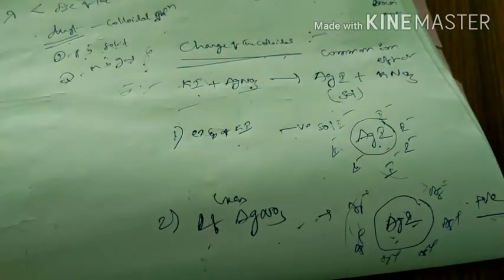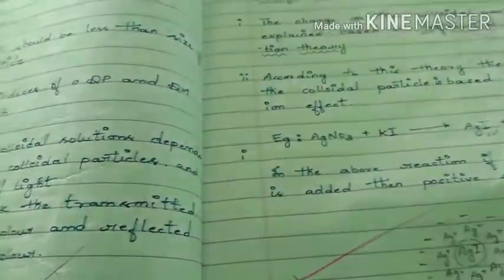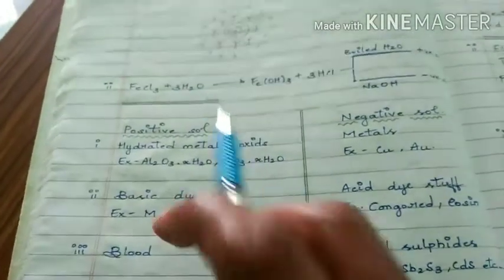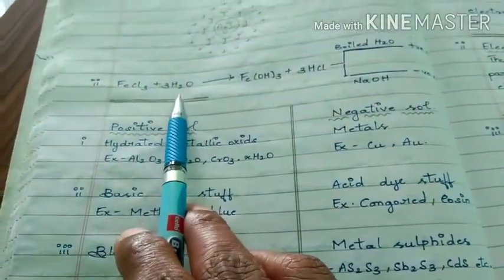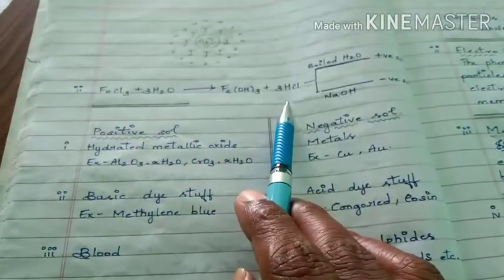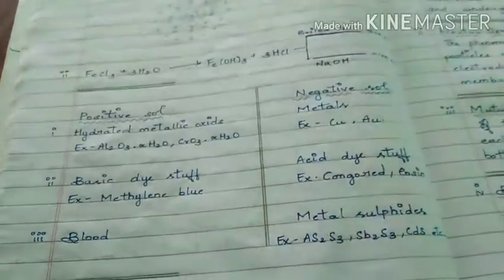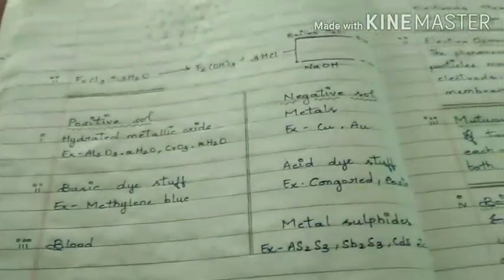Some more points are there regarding this. Suppose FeCl3 reacts with H2O, then Fe(OH)3 plus HCl is formed. We already discussed this reaction in the case of hydrolysis, regarding the preparation of colloidal solutions.